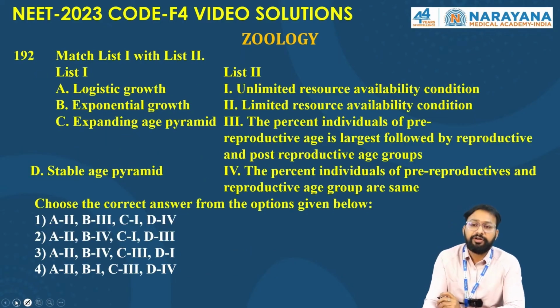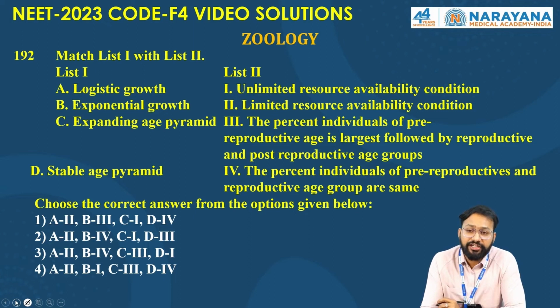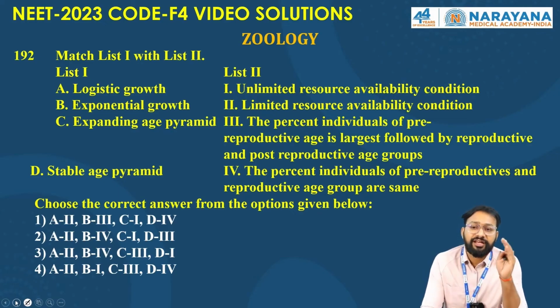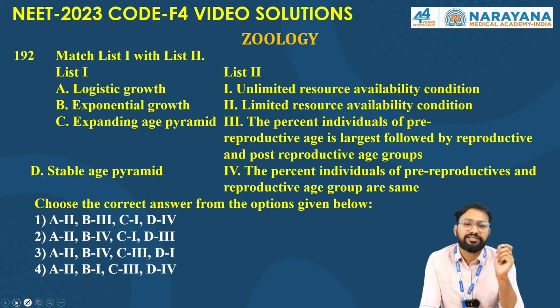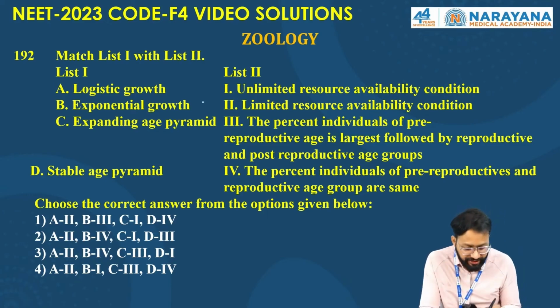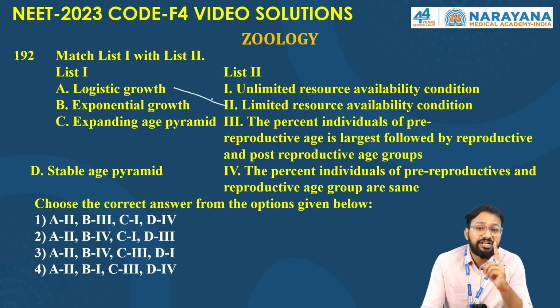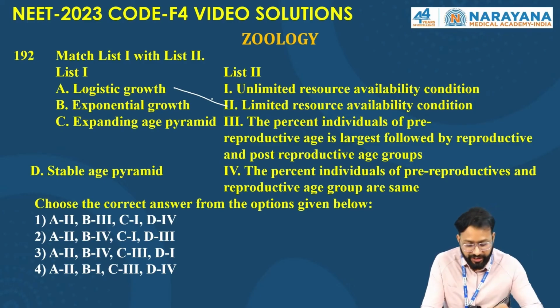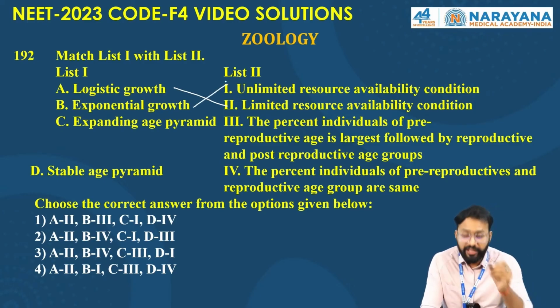Question number 192, again related to organisms and population, specifically the populations part. Logistic growth is seen as a sigmoid curve when resource availability is limited. So limited resource availability gives logistic growth. Exponential growth will be seen when the resources are unlimited, a J-shaped curve.